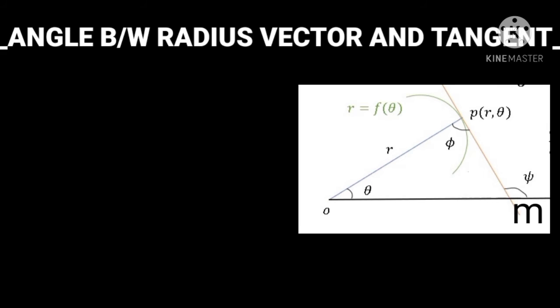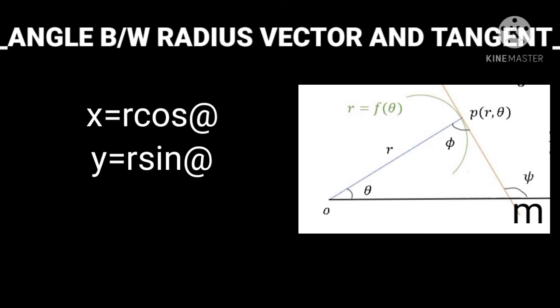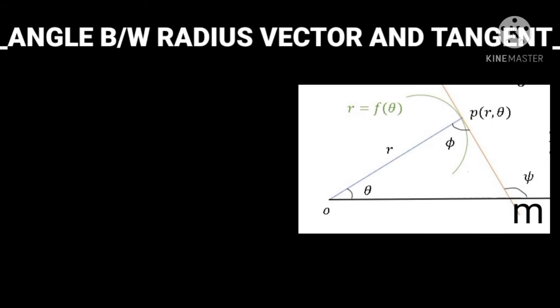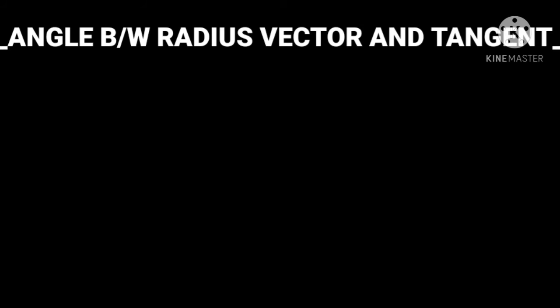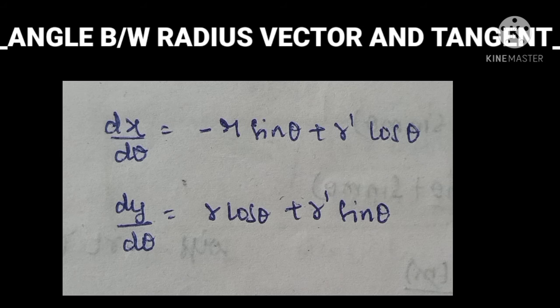The exterior angle symbol is epsilon, I hope you people got that symbol. The coordinates of the polar curve are x is equal to r cos theta and y is equal to r sin theta. So we need to differentiate with respect to theta on both sides. So what will we be getting? dx by d theta is equal to minus r sin theta plus r dash cos theta, where r dash is dr by d theta. And similarly for y, we are getting dy by d theta is equal to r cos theta plus r dash sin theta.